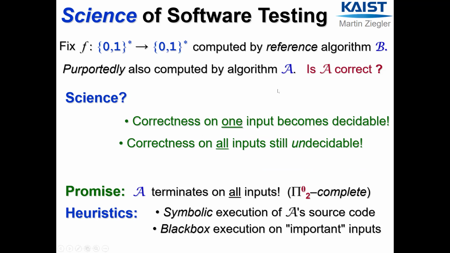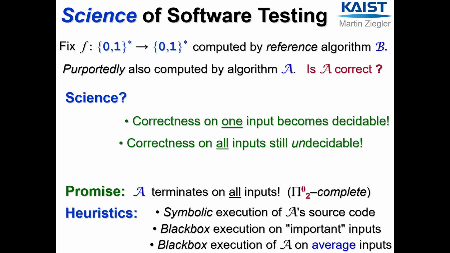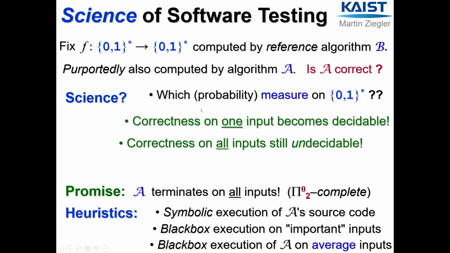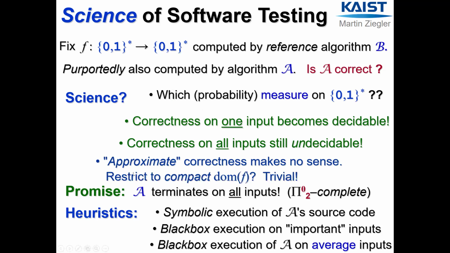Okay, so how can we further relax the assumptions or throw in further promises? Well, maybe we're only interested in the correctness of the algorithm on average inputs. But to make this rigorous, we need to have a probability measure on the domain, and it's not at all clear what a canonical probability measure on the space of finite strings is, and why. Another relaxation, approximate correctness, doesn't make sense since we're in a discrete space, right? And restricting to compact domains also doesn't make sense because compact subsets of the discrete space are just the finite subsets. So nothing reasonable can be said even with such relaxations.